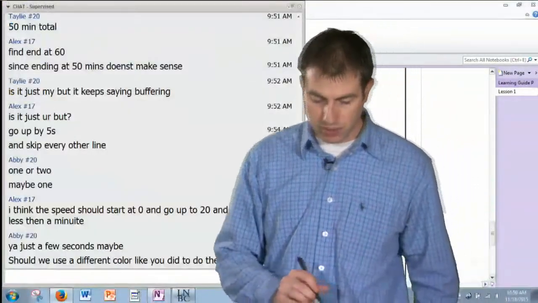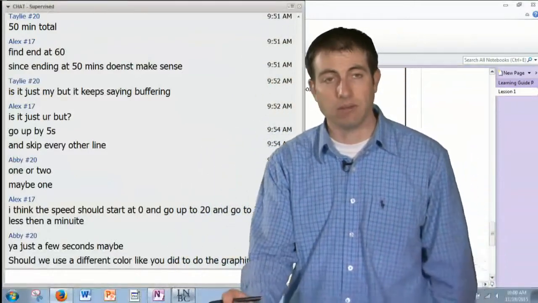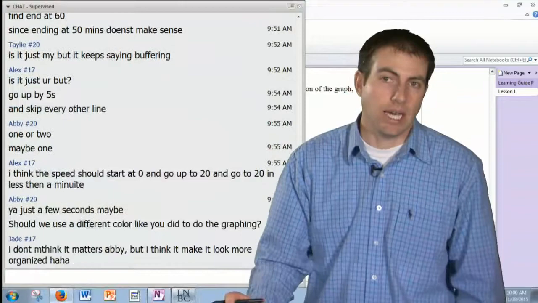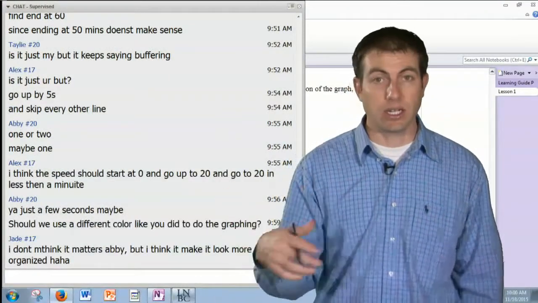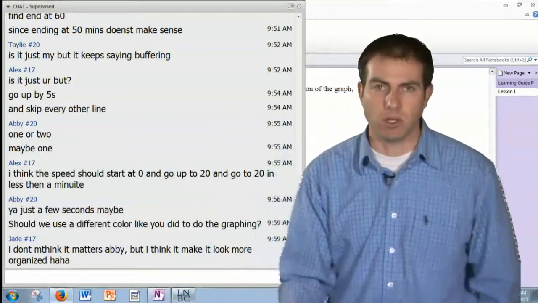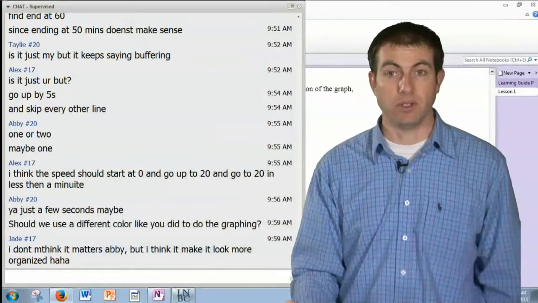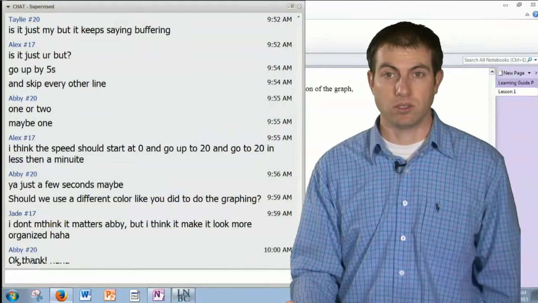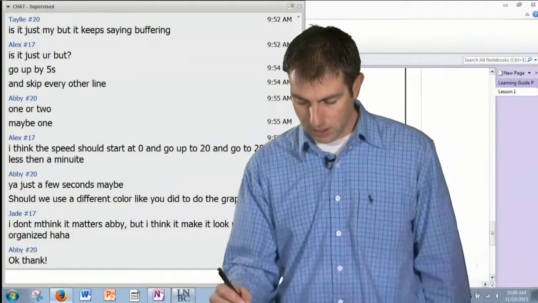Should I use a different color like you did for graphing? No, that's not important. If you have a different color handy and it just makes it easier to see it and recognize it for you, then by all means go ahead and use a different color, but it's not required or anything like that. So we'll just assume you only have a pencil with you, and if you can do it, then just go with it and a pencil.